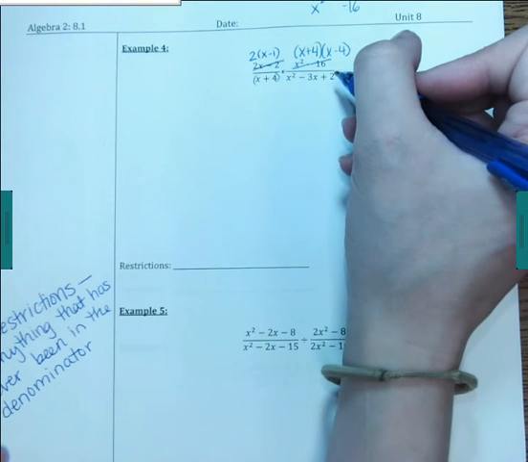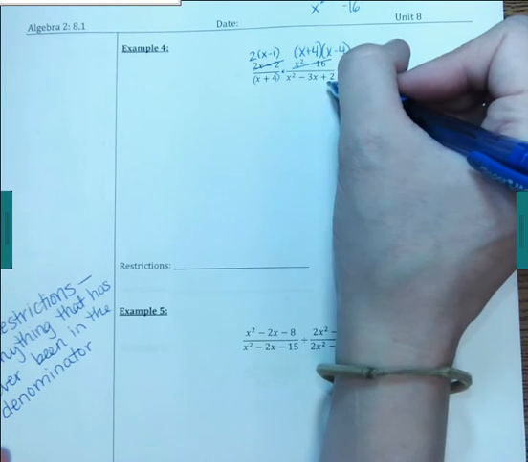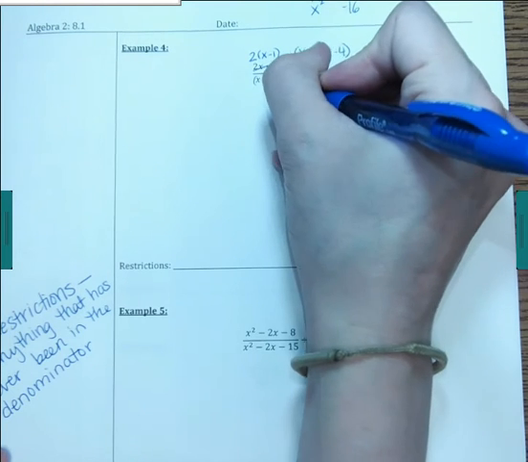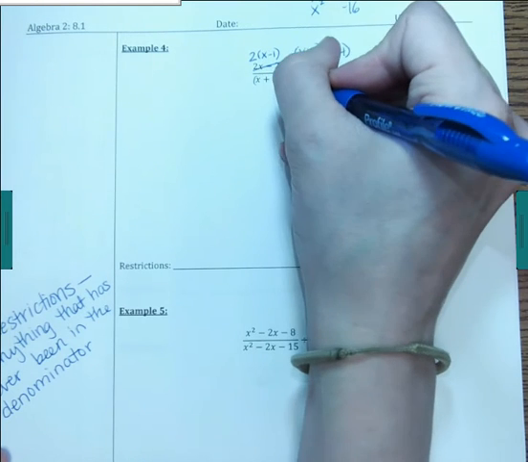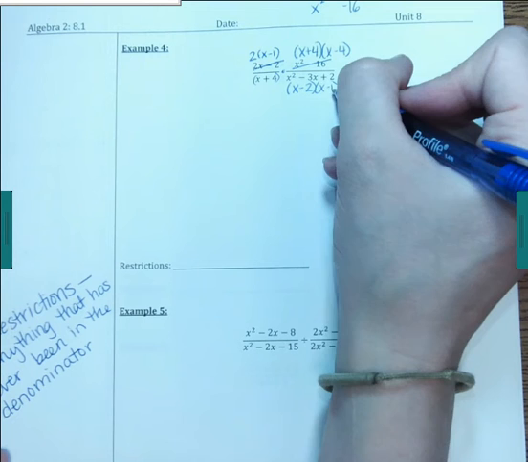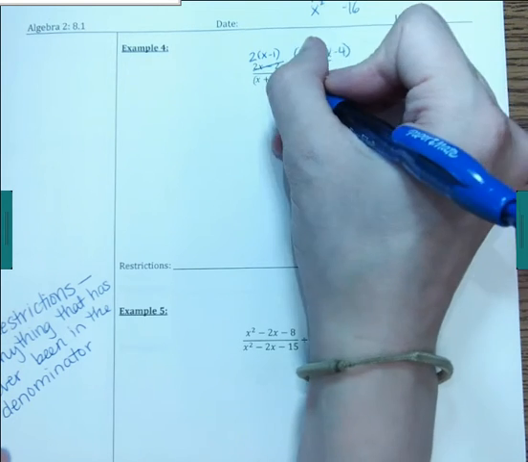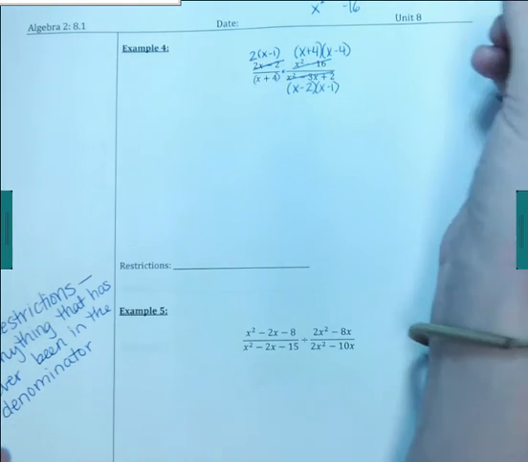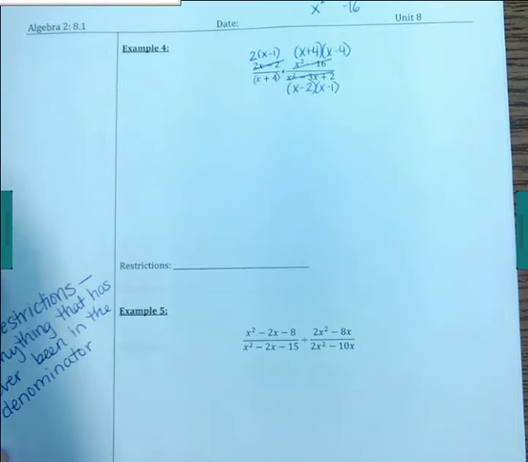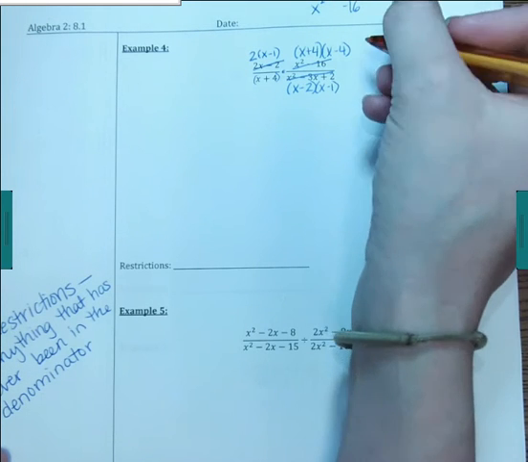This is a trinomial. Let's see, positive 2, -3. So that's going to be x minus 2, x minus 1. -2 and -1 multiply to positive 2, and they add to -3. Then we start canceling. Now I know we need to do restrictions, but I like to do those at the end. Just don't forget them.